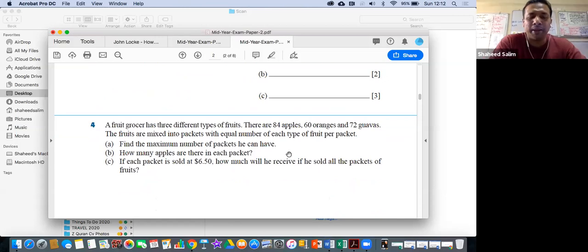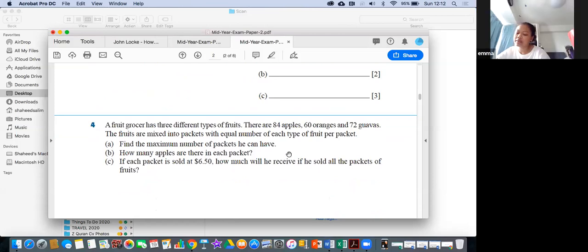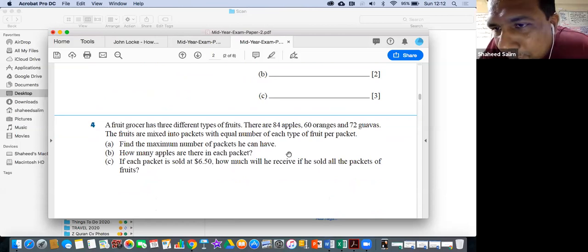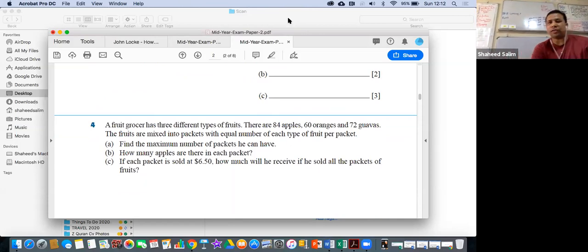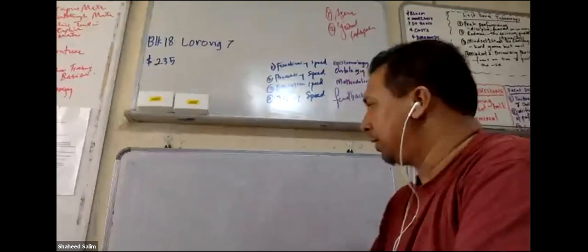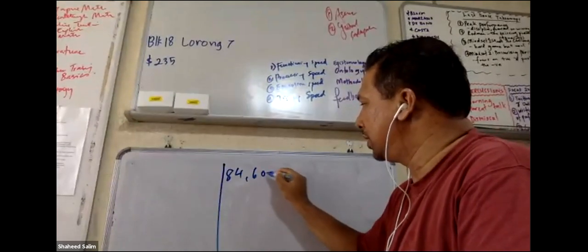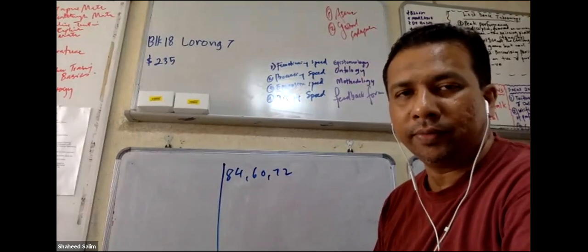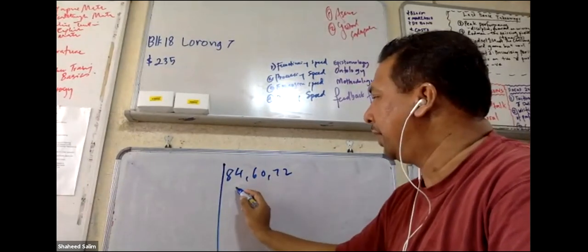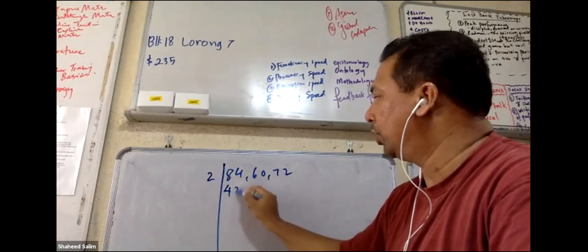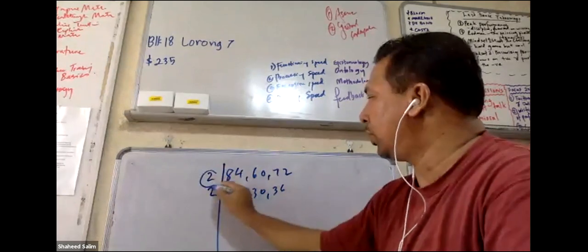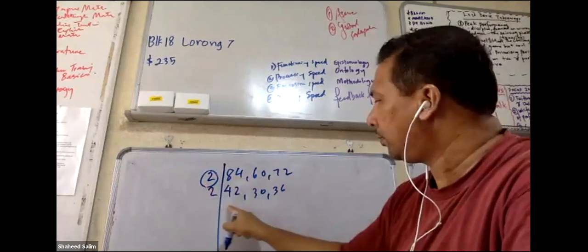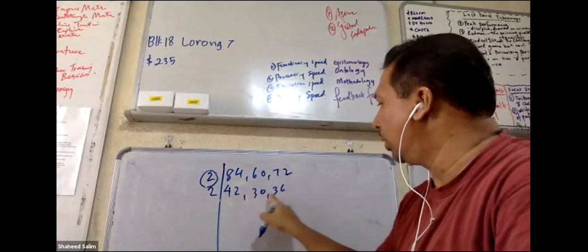What is the concept being tested here? The ladder method. Okay, so that's the highest common factor, right? You did something like this. You have 84, 60, 72. When all the numbers can be divided, that means it's a common factor. Like, can divide by 2: 42, 30, 36, right? Divide by 2. So it can be divided, we put a circle here. Then can divide by 2 again, and again.